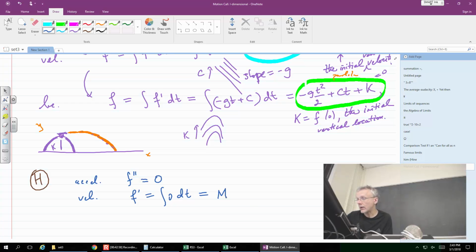So what is the meaning of m? M is equal to f prime of 0. So once again, the analysis tells us the same, that this is the initial horizontal velocity.